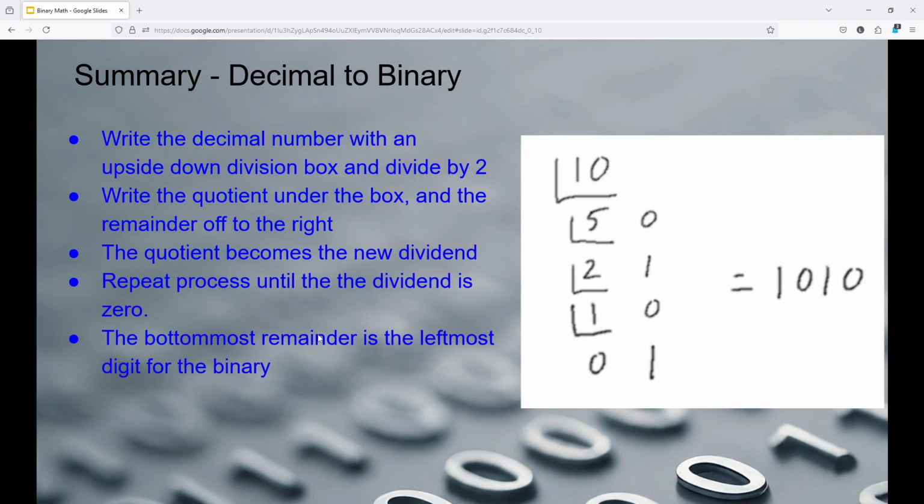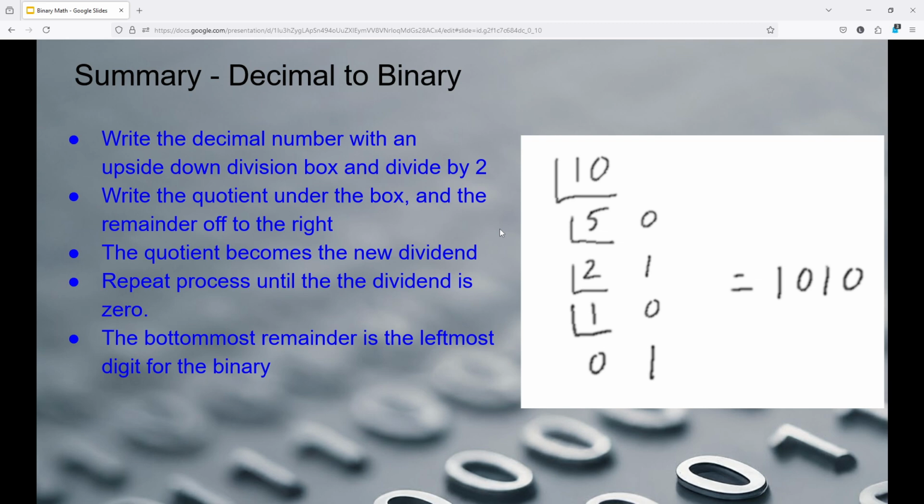Well, that's a little more interesting. We got my glorious handwriting here on the side. So the general idea here is that you take the decimal number, divide it by 2. You write the quotient down, write the remainder off to the side. That quotient becomes the new dividend, and you repeat the process until the new dividend becomes 0. And you typically do it with drawing an upside down division symbol.